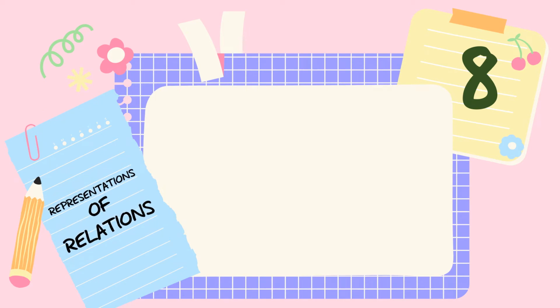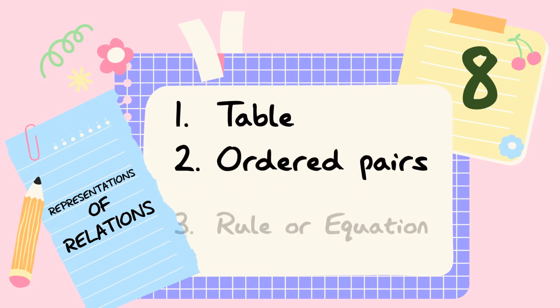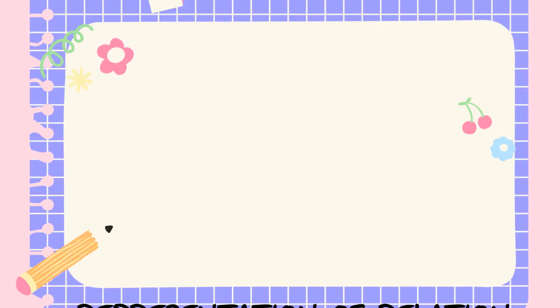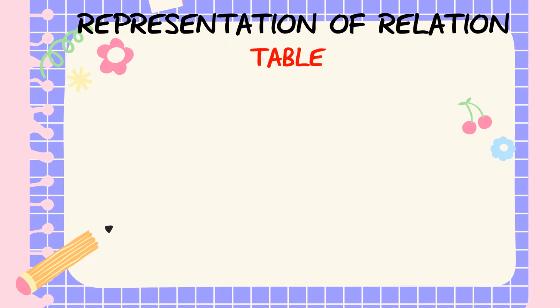And we can also represent relations in different ways. We can use tables, ordered pairs, rule or equation, and the graph. Now let's have examples of each. Representation of relation using table.